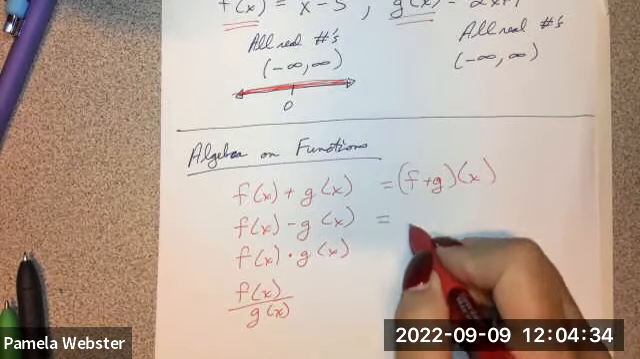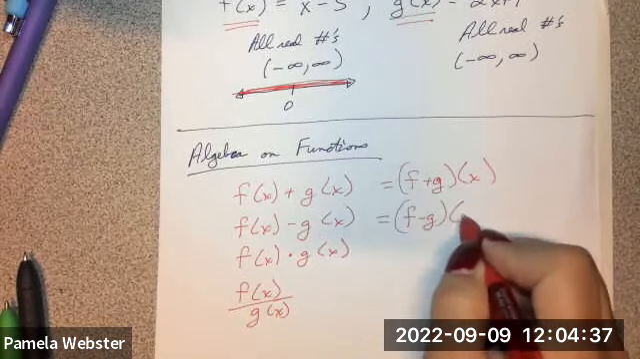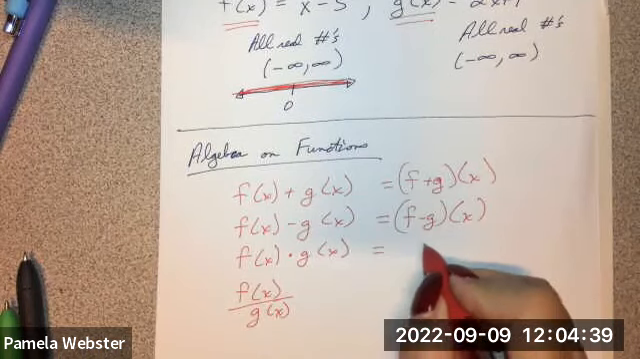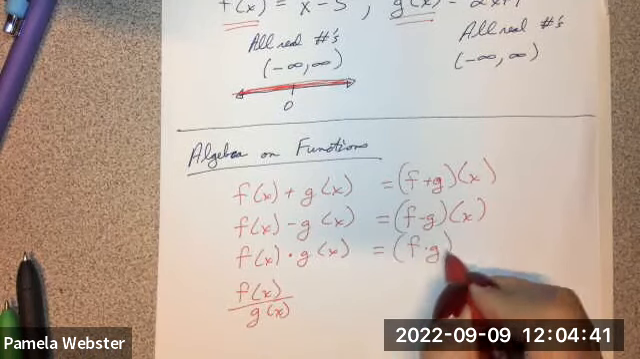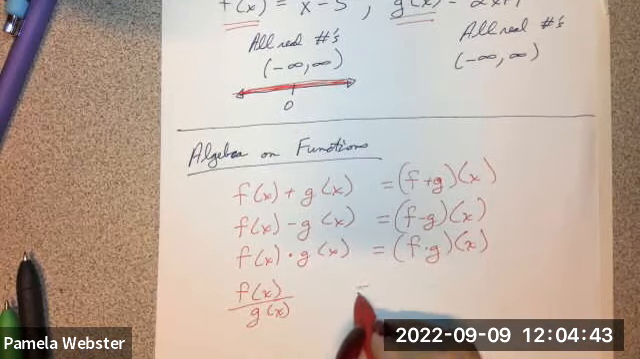And the same thing here, f minus g of x is the shorthand you'll see there. f times g of x, we're multiplying the two functions.